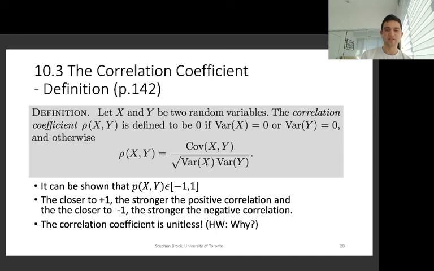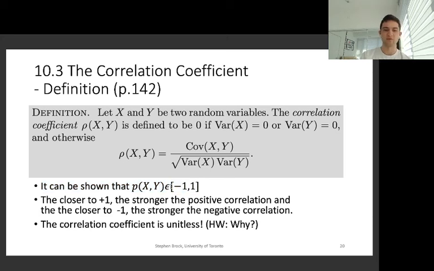So another way to look at this is the standard deviation of x times the standard deviation of y. If we divide by the standard deviation of x times the standard deviation of y, we're essentially normalizing this covariance of x and y. So it can be shown that the correlation of x and y is between -1 and 1.